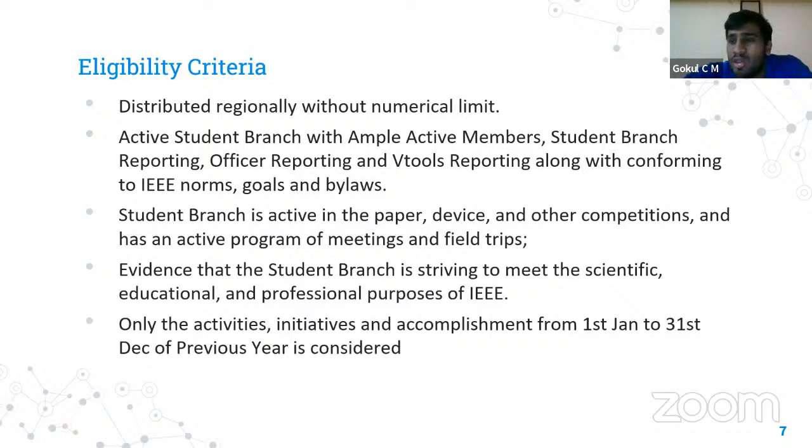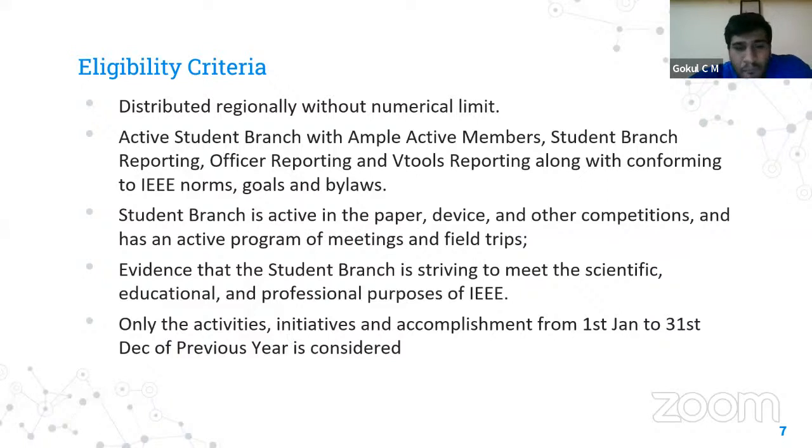And IEEE norms generally means you should have an execom, you should have a branch counselor. If you have student branch chapters, you have that. You have to conduct execom meetings. I think you have to conduct at least 3 execom meetings and report in VTools to be considered for rebate and all. So all that stuff should be followed here. If you have all these things done properly, then only you are eligible for this award. If you don't follow these eligibility criteria, it doesn't mean that you can't apply for this award. You can definitely apply, but you wouldn't be considered for the award. So this is one of the main eligibility criteria for this award.